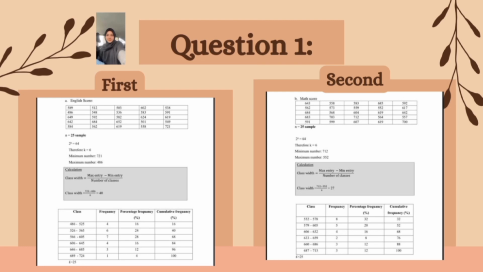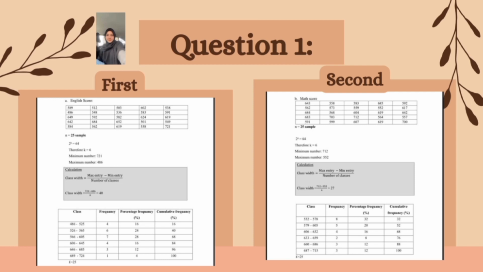For question number 1, we need to develop the frequency table for Math and English score. For the English score, the sample size is 25. The minimum number is 721 and the maximum number is 486. To find the class width, we have to minus the maximum and the minimum entry and then divide it with the number of class. So, 721 minus 486 divided by 6 equal to 14.